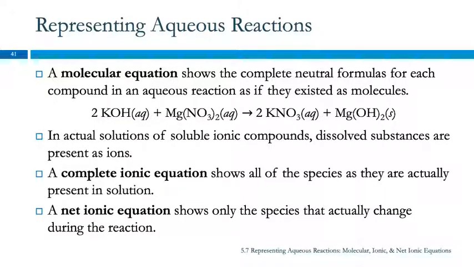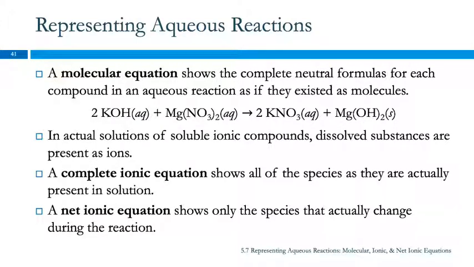So what we just learned how to write is called a molecular equation. It shows the complete neutral formulas for all of the compounds as if they were molecules. And so we see here in this example, potassium hydroxide is aqueous, but we're writing it as if it was a molecule. Magnesium nitrate, potassium nitrate, and magnesium hydroxide.